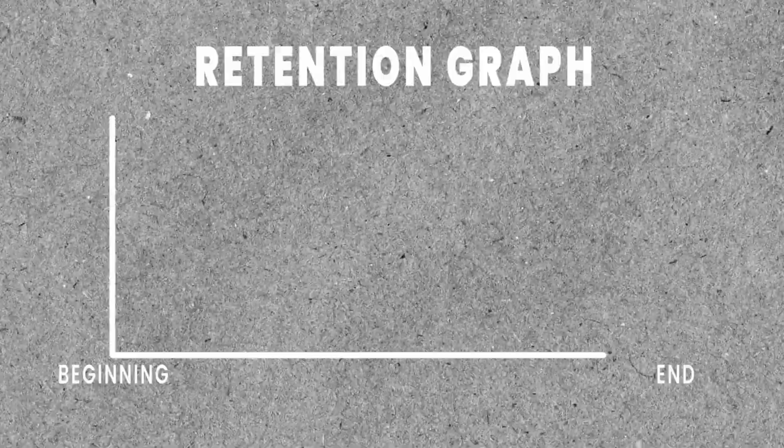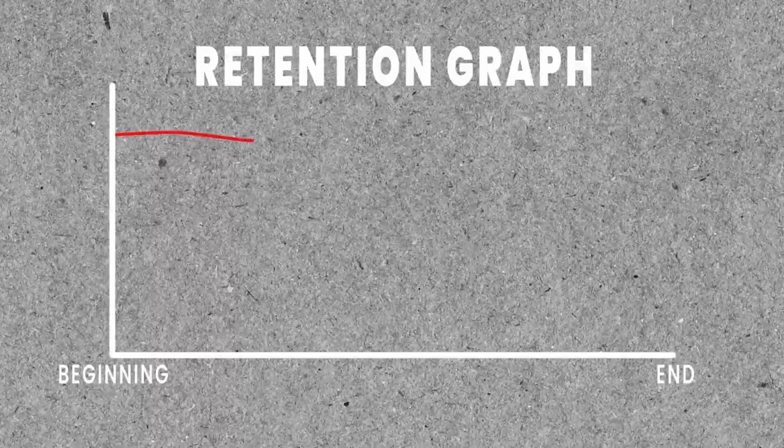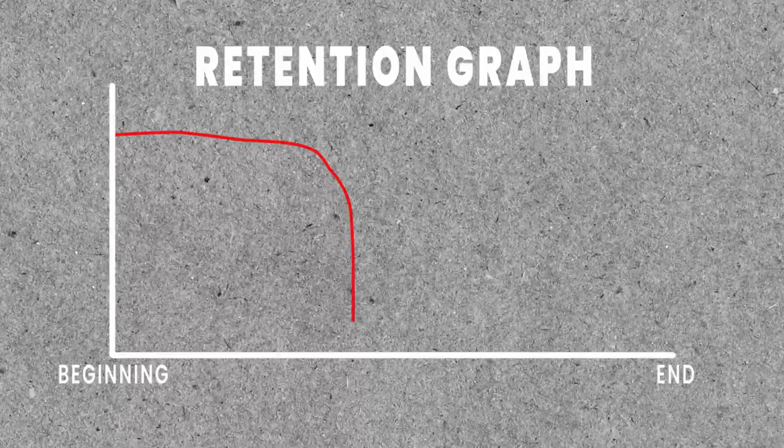Retention on YouTube refers to the percentage of viewers who continue watching a video after they clicked on it. It's an important metric because it tells you how engaged your audience is with your content. If viewers are clicking away from your video after only a few seconds, it's a sign that they're not finding your content interesting or engaging enough to keep on watching.